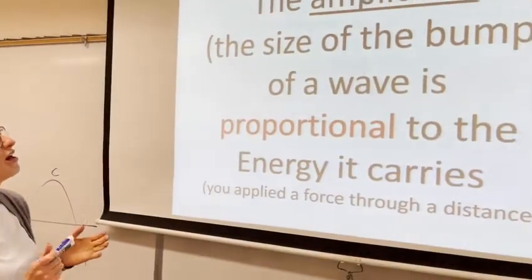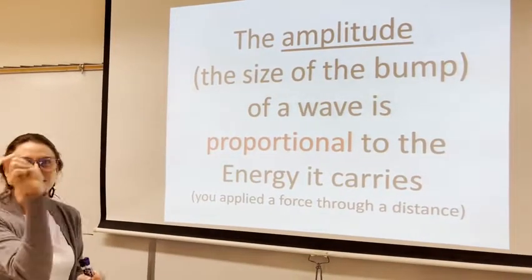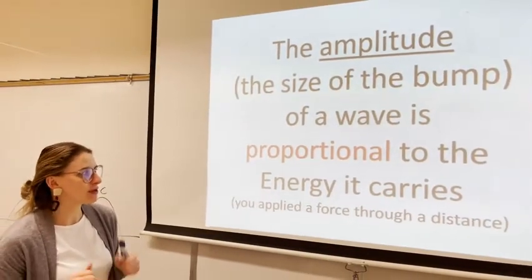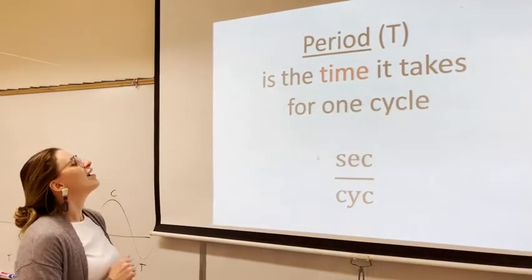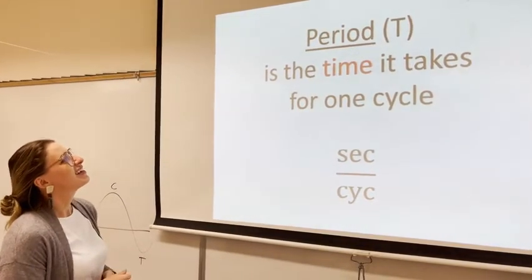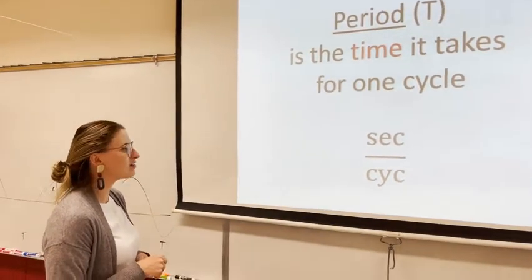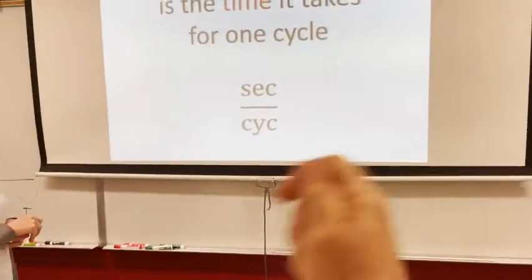Excellent. Okay, so the amplitude of a wave is proportional to the energy it carries. How much you move your hand there, the force over the displacement. Okay, straightforward. I like it. Period is the time it takes for one cycle. That's moving your hand back and forth once.